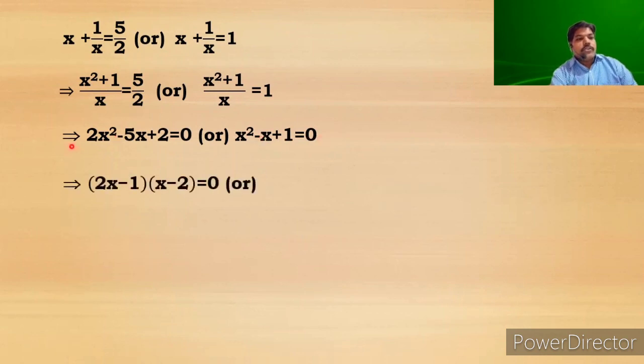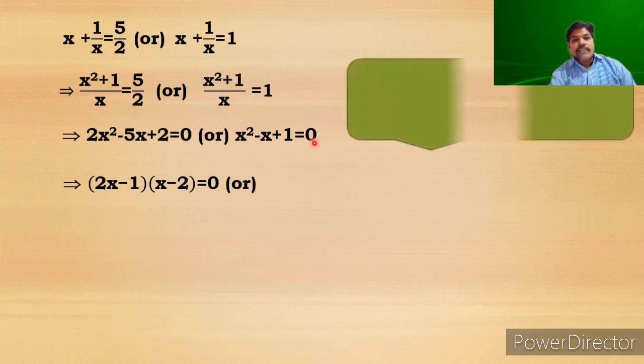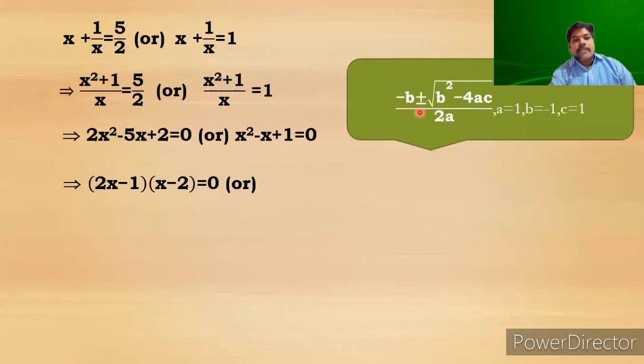So here 2x square minus 5x plus 2 is equal to 0. Doing the factorization here, it will become 2x minus 1 into x minus 2 is equal to 0. And here what I observe is this one, x square minus x plus 1 is equal to 0. We don't get direct factors for this one. So what I will do is use the formula: minus b plus or minus square root of b square minus 4ac by 2a.